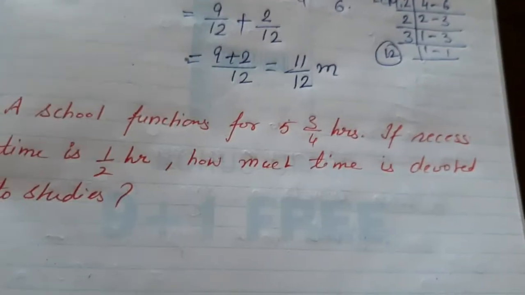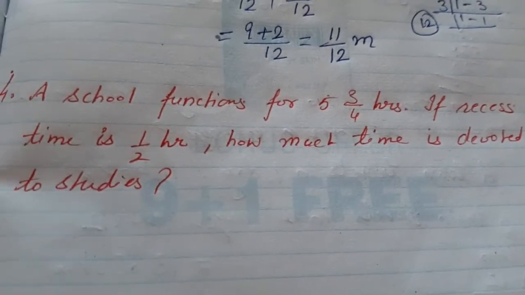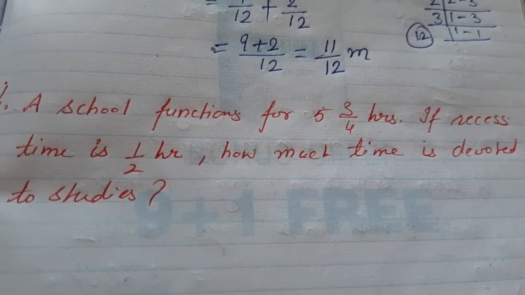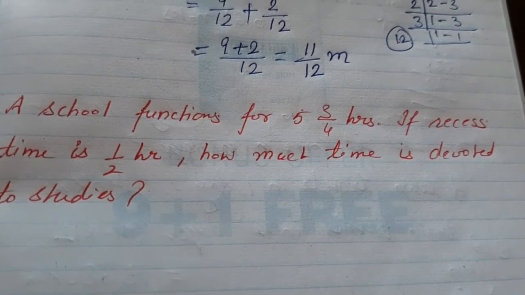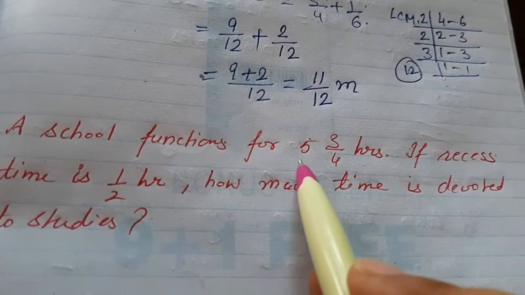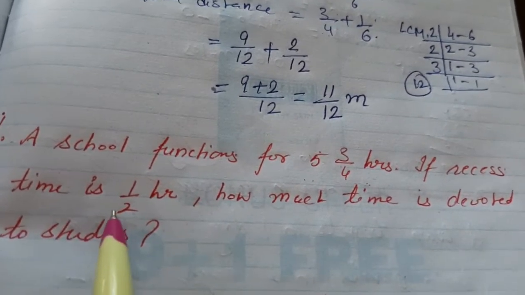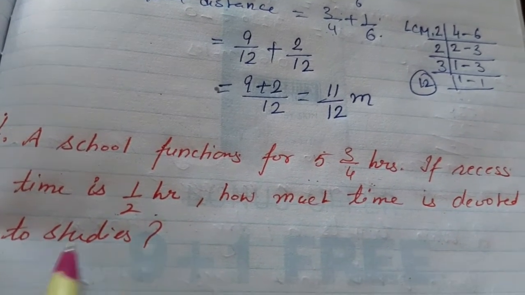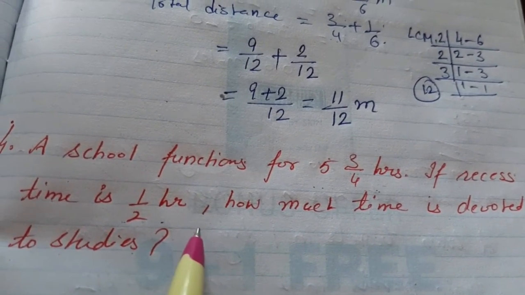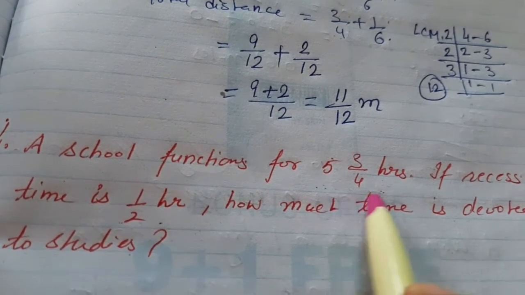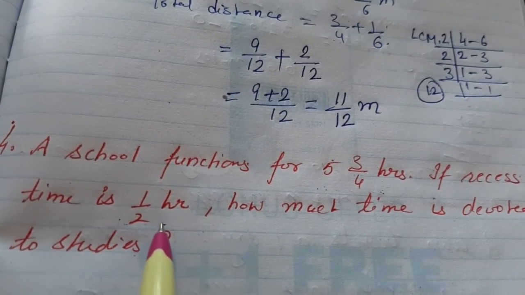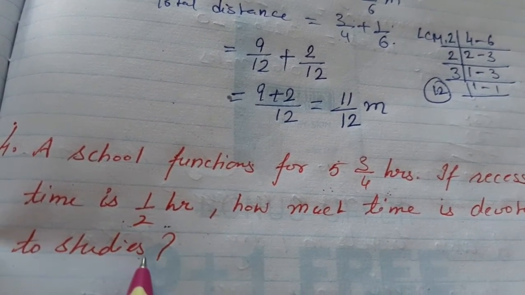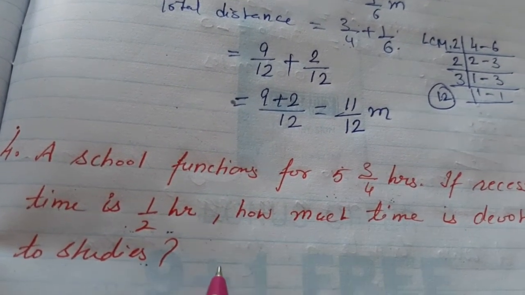Clear? Next question is, a school functions for 5 and 3 by 4 hours. If the recess time is half an hour, then how much time is devoted to the studies? So this is the total timing of the school. So this time is recess time. So how much time is devoted to the study? So the rest of the time is the study time. So we have to find it out. See, this is the total and this is the time for recess. So the study time we have to find out from it by subtracting it.